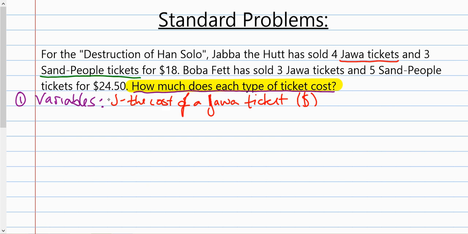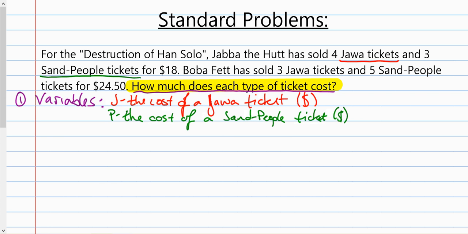So then we could call the next one maybe P for SandPeople. We're going to copy this phrase down almost exactly, except replace Jawa with SandPeople. So this is the cost of a SandPeople ticket, also in dollars.